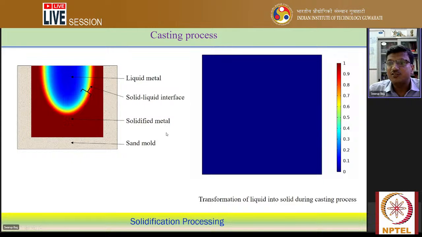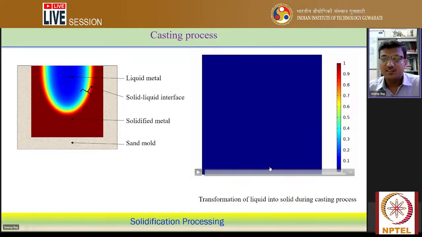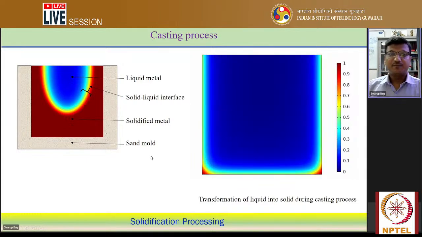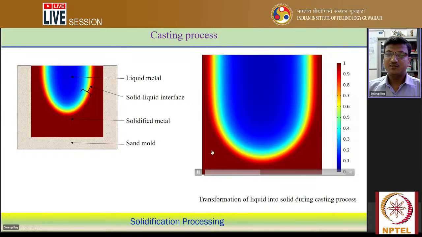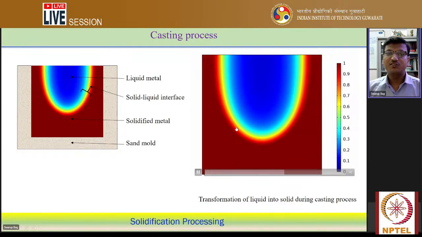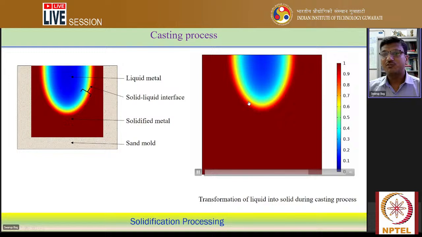It entirely depends on the shape of the cast structure, the shape of the mold wall. That actually decides which part will solidify first and which part will solidify last. Also, in the liquid metal, at the solid-liquid interface, we can easily observe the transition, the mushy zone, between the solidus and liquidus temperature. So it's a mixture of the solid and liquid phase.